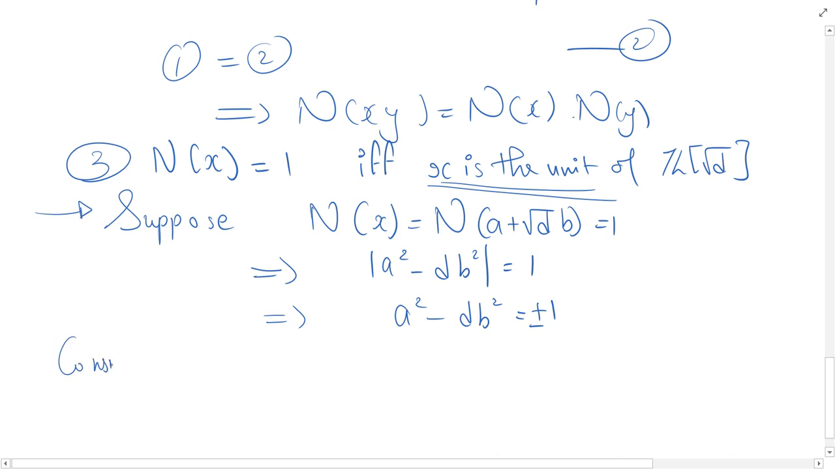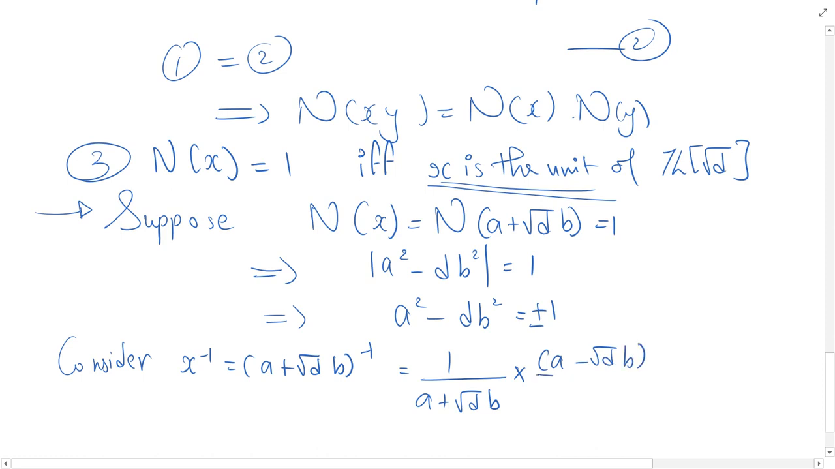Let me just consider the inverse of it. Consider x inverse, that is same as a plus root d b inverse, and that will be same as 1 divided by a plus root d b. What I'll do, I'll just multiply it by a minus root d b, the conjugate part of it, so that I can simplify it, a minus root d times b. Okay.